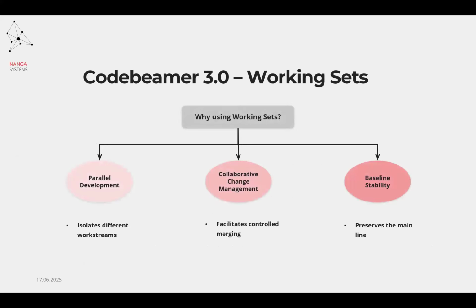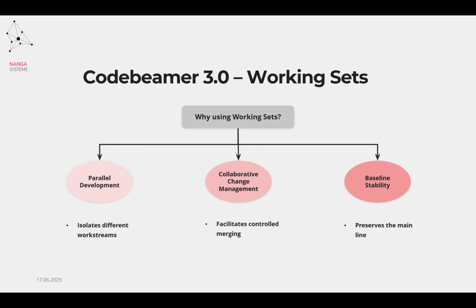So the other improvement I like to highlight is how working sets are now handled in Codebeamer 3.0. For those who may not be familiar with the term, a working set in Codebeamer is essentially a logical snapshot of project data, like requirements, tasks, or test cases, that allows teams to work independently of the main project. Think of it as a dedicated workspace where changes can be made without affecting the baseline or the work of other teams.